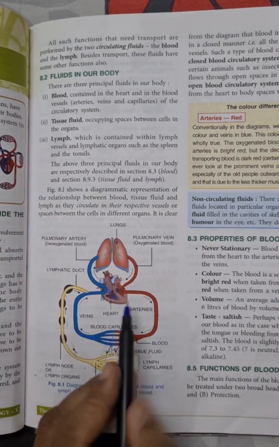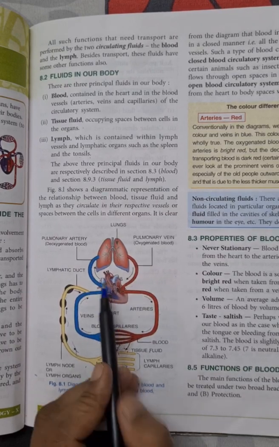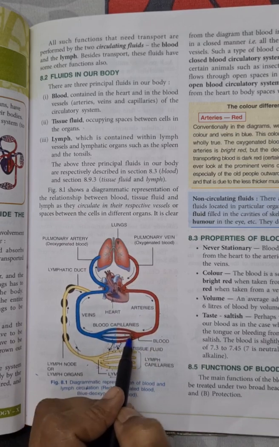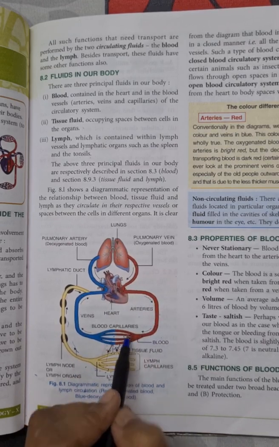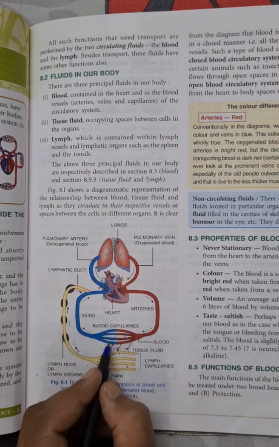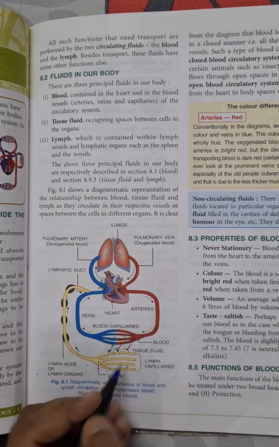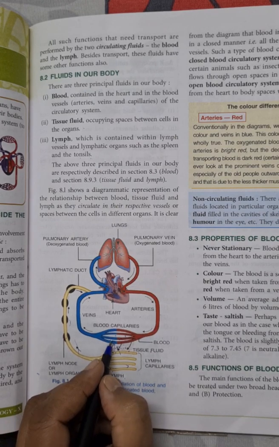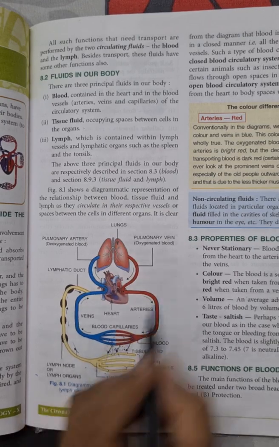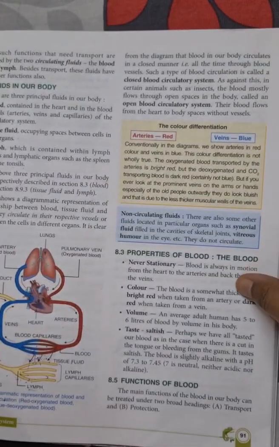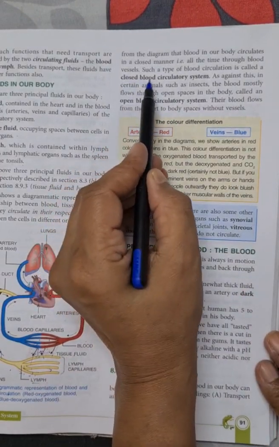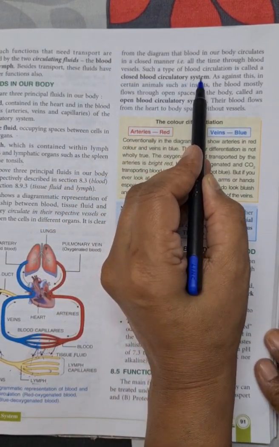Now next, again look at this diagram. Beta, here blood in our body circulates in a closed manner, meaning it is flowing through blood vessels all the time. This type of circulation, in which blood is flowing through blood vessels, is called closed blood circulatory system.